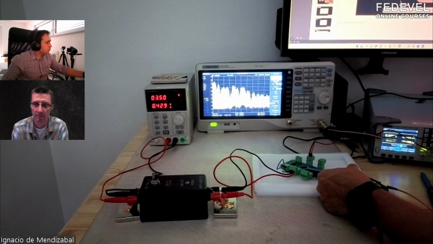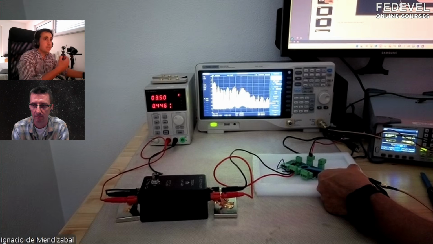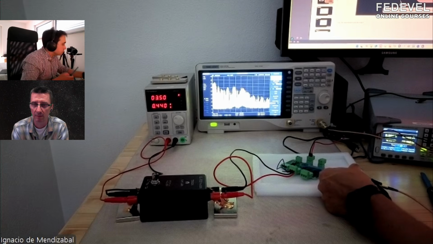So here I'm placing the probe directly on top of the inductor, and what we see is an amplitude, let's say, that can go up to 70 dB microvolt. And we're going to see what happens if we use exactly the same setup, except that we change the size of the probe.